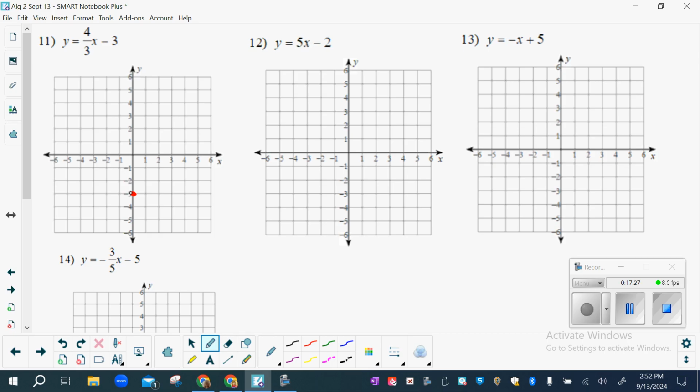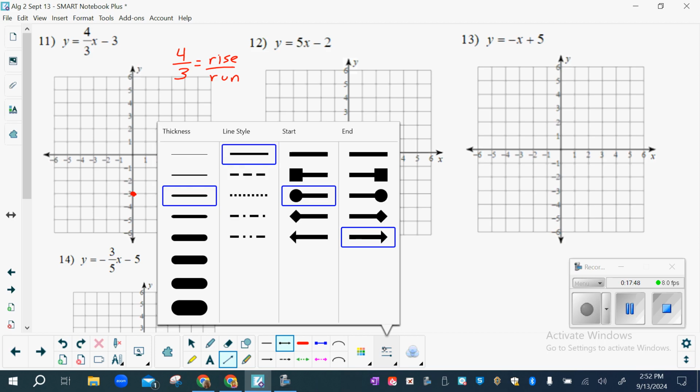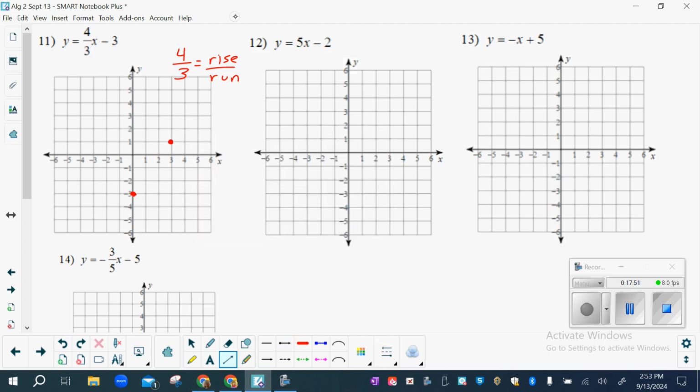My slope is 4/3. So that 4/3 represents a rise over the run. So from this point, I'm going to rise up 1, 2, 3, 4. I just hold my pencil there. I don't put a point there. And then I go 1, 2, 3 to the right. And so I draw my graph. I put arrows.